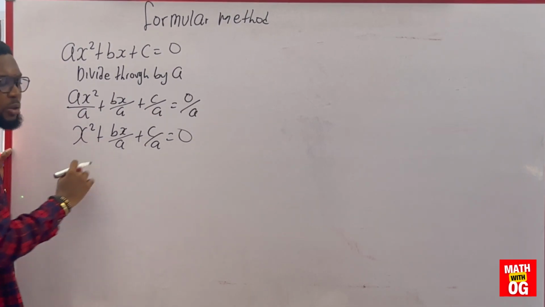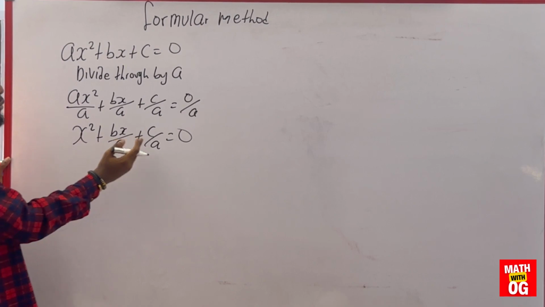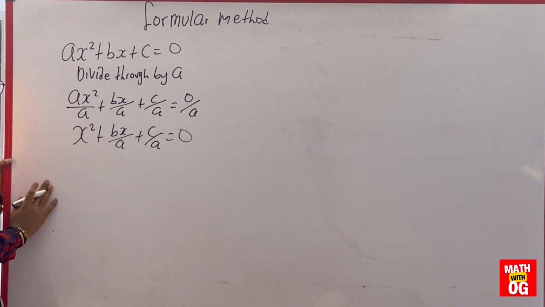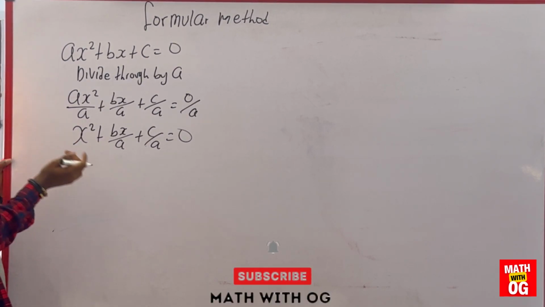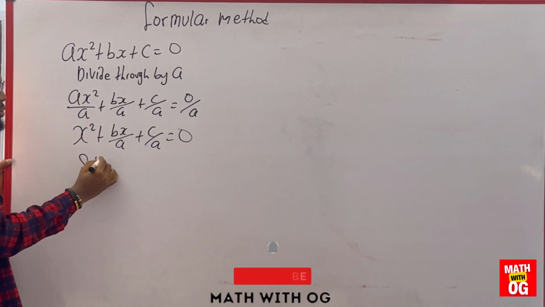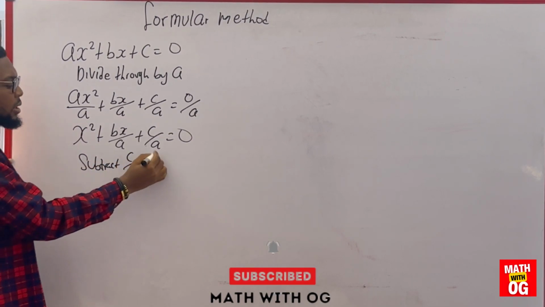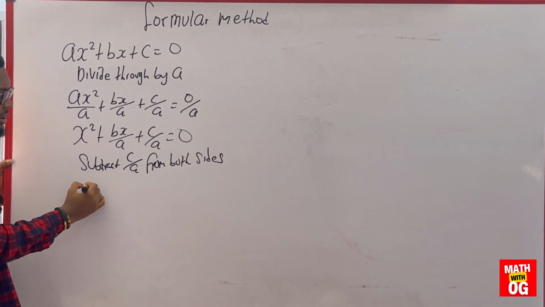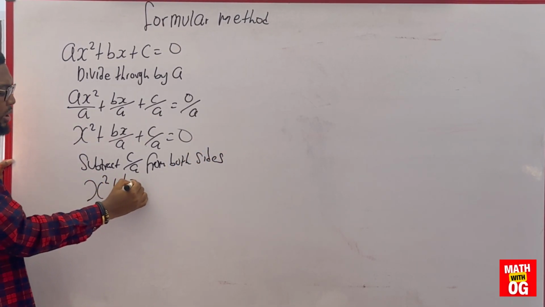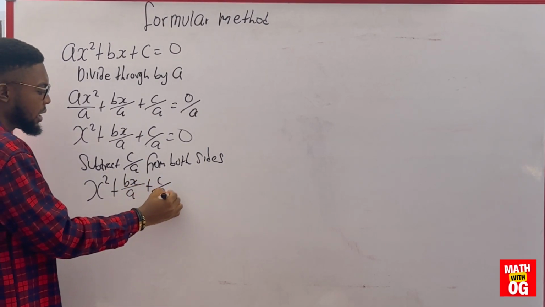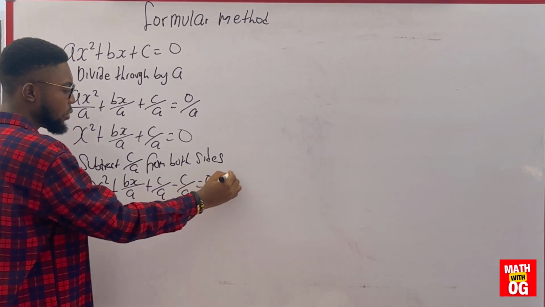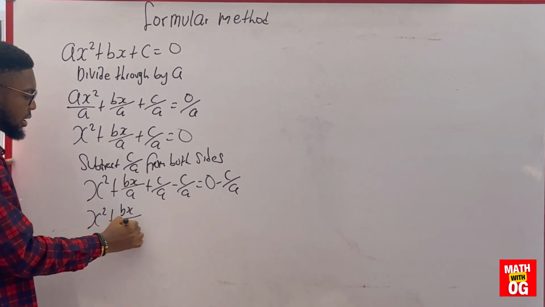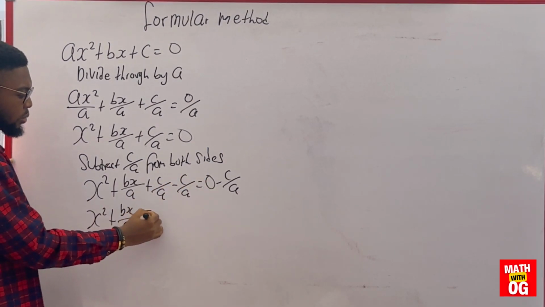Now, this guy here cannot be factorized. However, I can move this guy away from here and look for something that I will add to the left-hand side to be able to factorize the left-hand side. Now let's subtract c over a from both sides. So if I do that, this will give me x squared plus bx over a plus c over a minus c over a is equal to 0 minus c over a. So this is simply x squared plus bx over a plus 0 is equal to negative what?